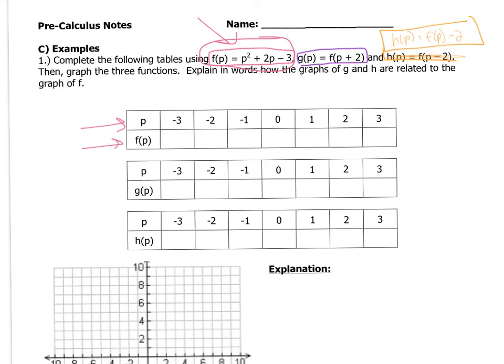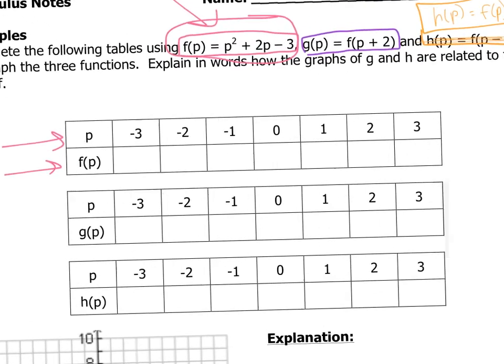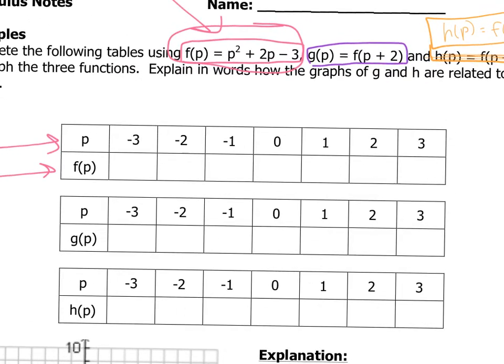So do that and make sure that you're getting the same f of p values as I am, which should be 0, -3, -4, -3, 0, 5, and -12.